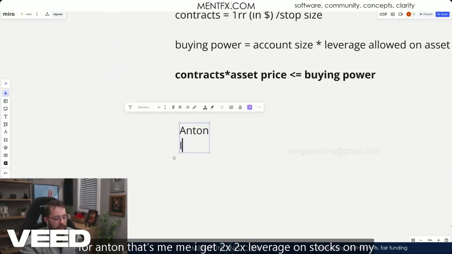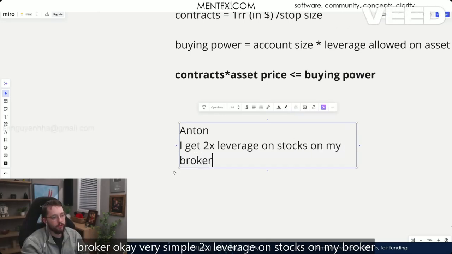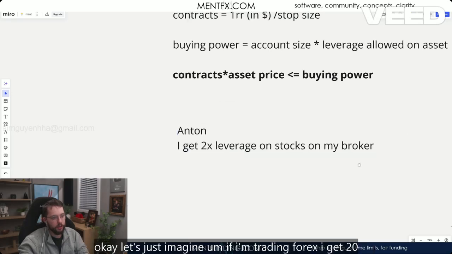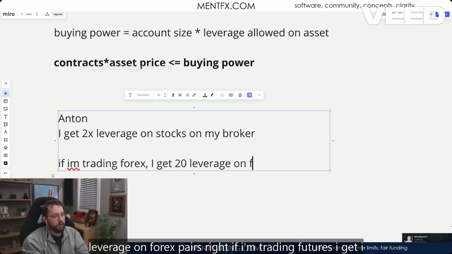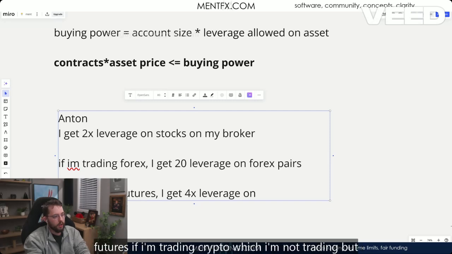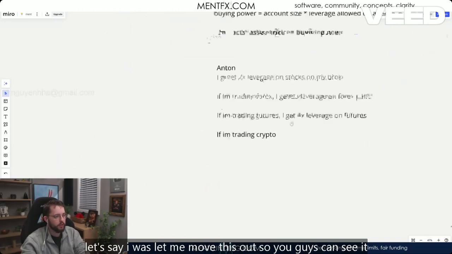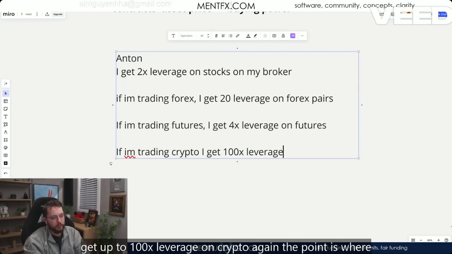For me, I get 2x leverage on stocks on my broker. Very simple. Let's just imagine if I'm trading Forex, I get 20x leverage on Forex pairs. If I'm trading futures, I don't remember the leverage, I think 4x leverage on futures. If I'm trading crypto, which I'm not trading, but let's say I was, I get 100x leverage. I think people can get up to 100x leverage on crypto.